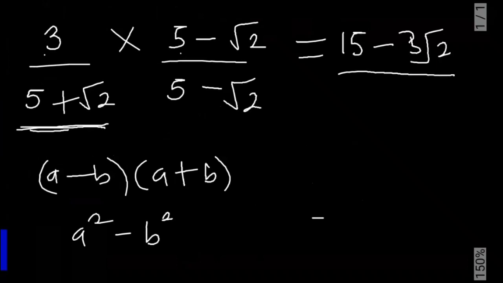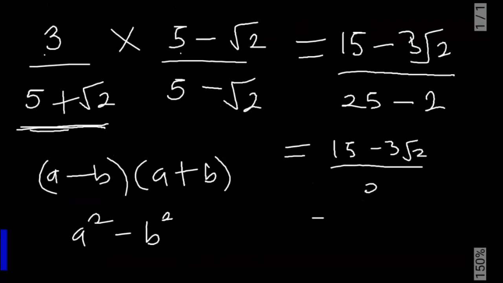5 squared is 25, minus B squared, root 2 squared. Root 2 multiplied by root 2 is 2. So we have 15 minus 3 root 2 over 23. So this is the rationalization of this. We can see that we have a rational number as its denominator.